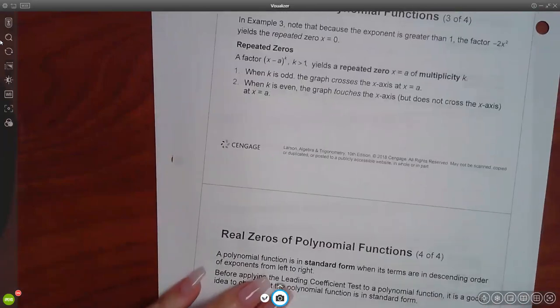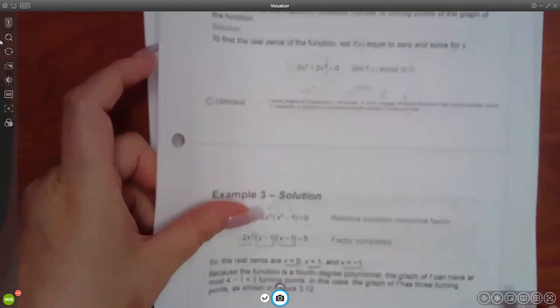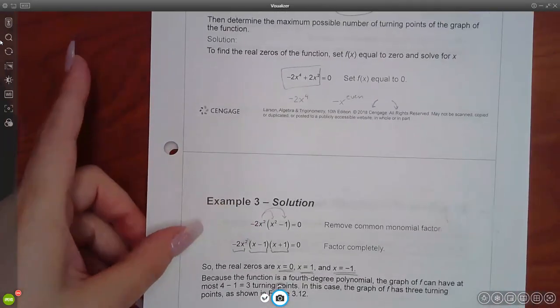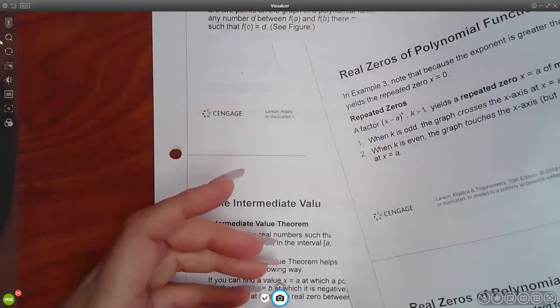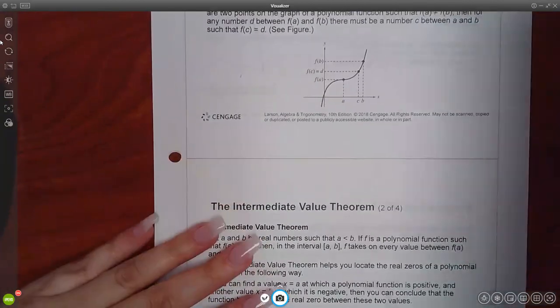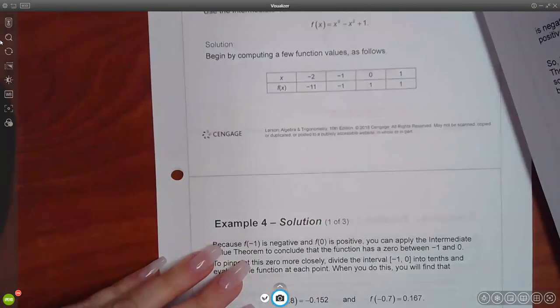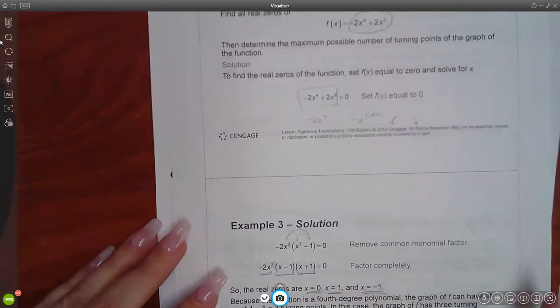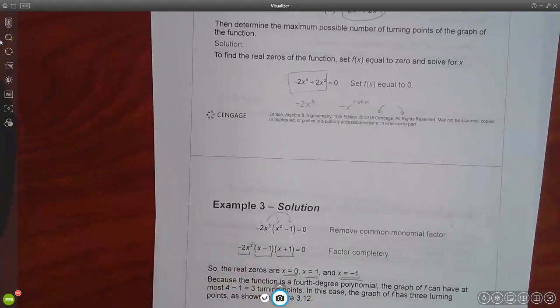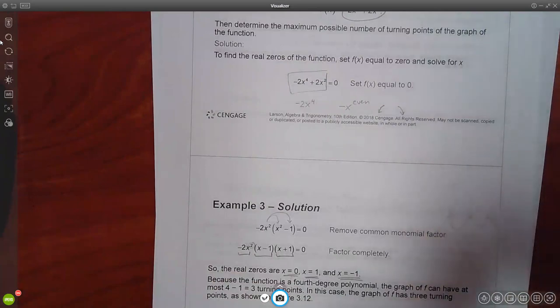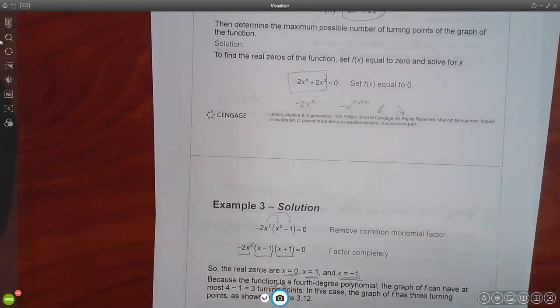Oh, they didn't even graph it for me. I guess we're not there yet. It says figure 3.12. Where's figure 3.12? I do not see no figure 3.12. Did they previously graph this for me? Oh, they did not. Nope, it's not graphed for me.